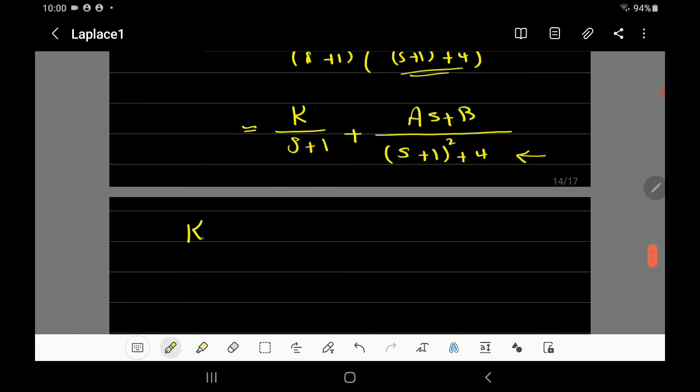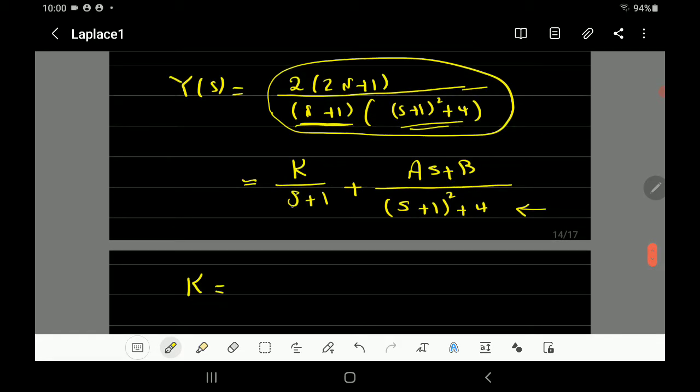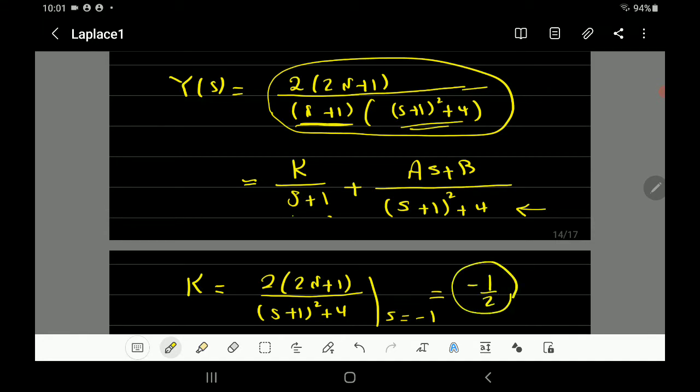K is normal. We did it in the same way. You look at Y of s here, this expression, you write it down without this factor s plus 1. Why? Because the factor of k is s plus 1. So you have 2 times (2s plus 1) over (s plus 1) squared plus 4. Substitute s equal to negative 1, because s plus 1 equals 0, s equals negative 1, and find the value of k. We'll find that it's equal to minus 1/2. So that's the first constant.